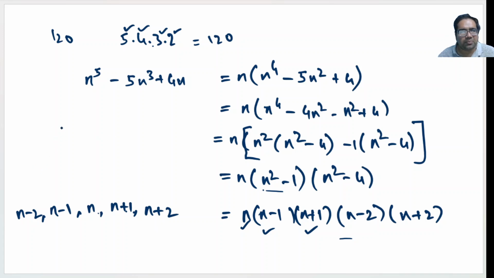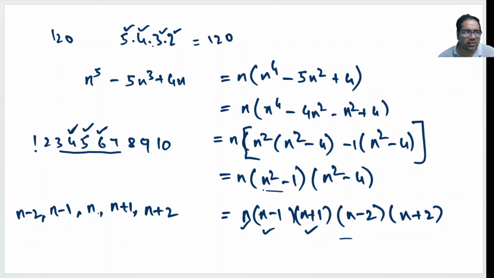If we take any random consecutive numbers, like 1, 2, 3, 4, 5, 6, 7, 8, 9, 10, then in every set of 5 numbers, you will always find a multiple of 5, a multiple of 2, a multiple of 3, and a multiple of 4. Any 5 random numbers you are taking, because every 5 numbers, these multiples will just repeat themselves.